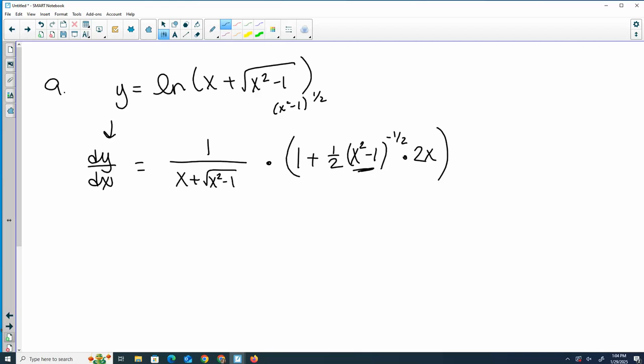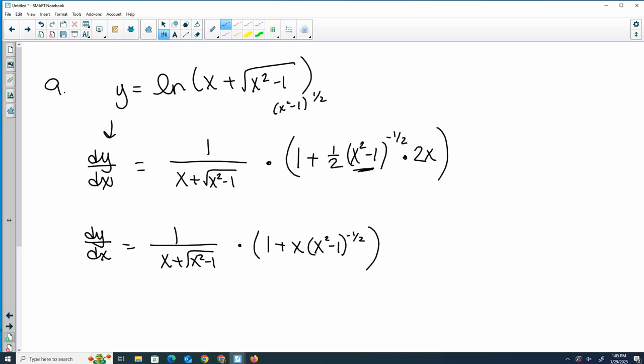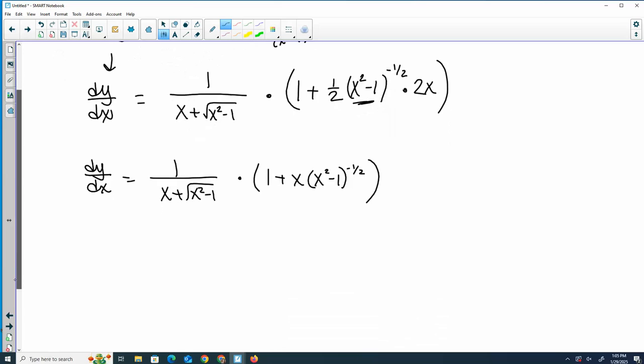From here, times 1/2 and 2 would cancel. So x minus 1 to the 1/2. The only thing you really have to do is multiply over the dx because the differential is just dy. You are welcome to rewrite this as much as you would like. That is totally optional if you wanted to move that onto the bottom.